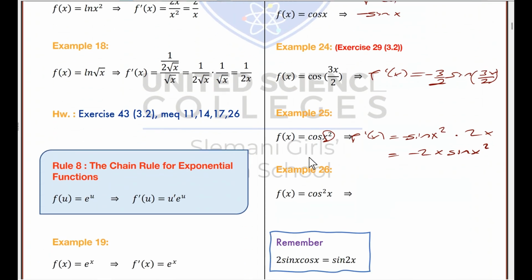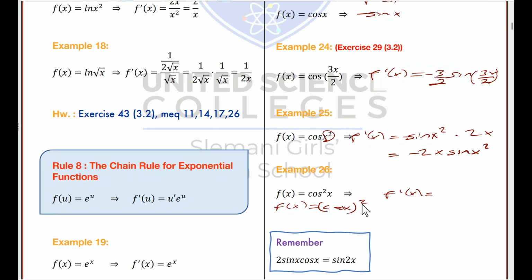So what if we have the square for cosine, not just for the angle? The square is for cosine. So it is the same as cosine x to the power of 2. So this square belongs to the whole function. It doesn't belong to x only, it's for the whole function. So in this case, we're going to apply the power rule.